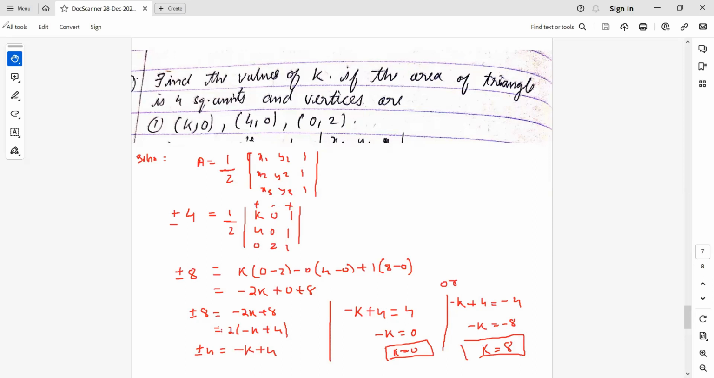So see here, we had to find the value of k. Same procedure, but here you have to consider both the positive as well as negative value. So you will be getting two values of k: k equal to 0 or k equal to 8. So this vertex will be 0 comma 0, or it can be 8 comma 0.